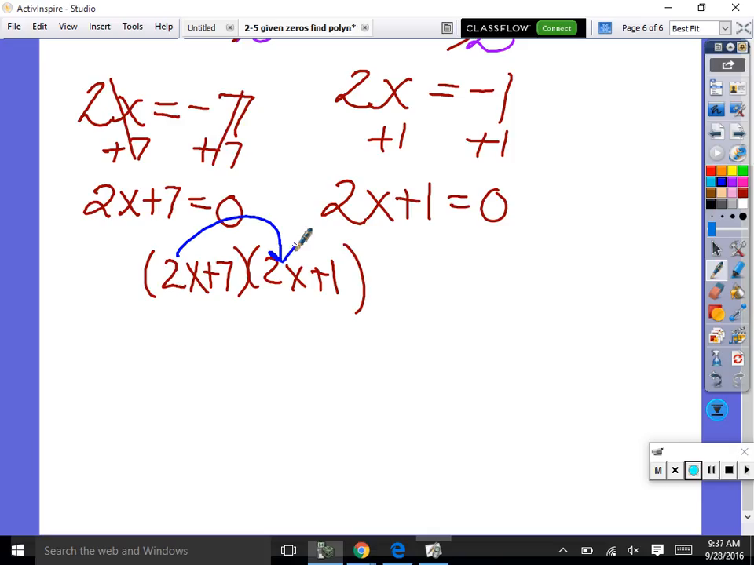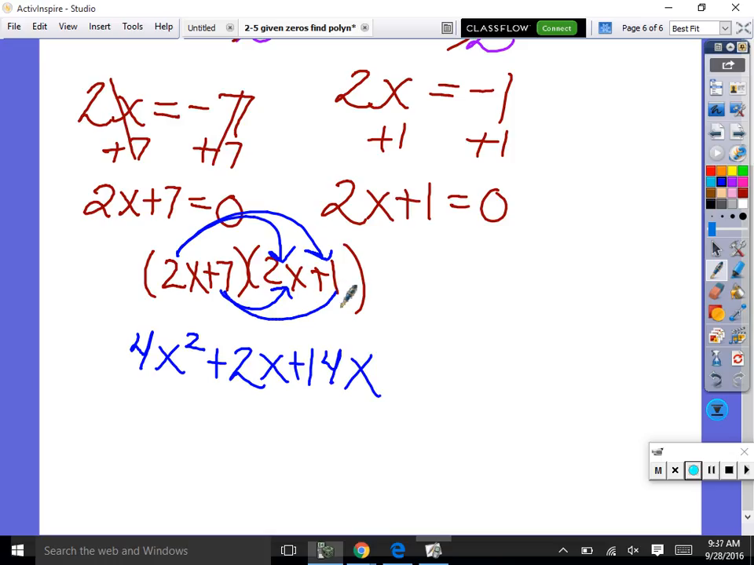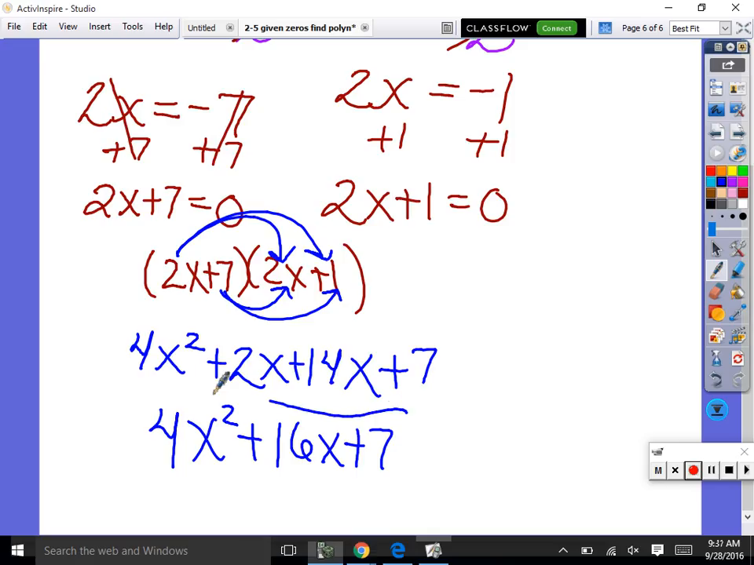2x times 2x is 4x squared. Don't mess that up. 2x times positive 1 is positive 2x. Positive 7 times 2x is positive 14x. Positive 7 times positive 1 is plus 7. And from there, we'll combine like terms. 4x squared plus 16x and then plus 7. With fractions, you'll always rewrite the decimals as fractions and then go through that process. So it's not really a whole lot different.